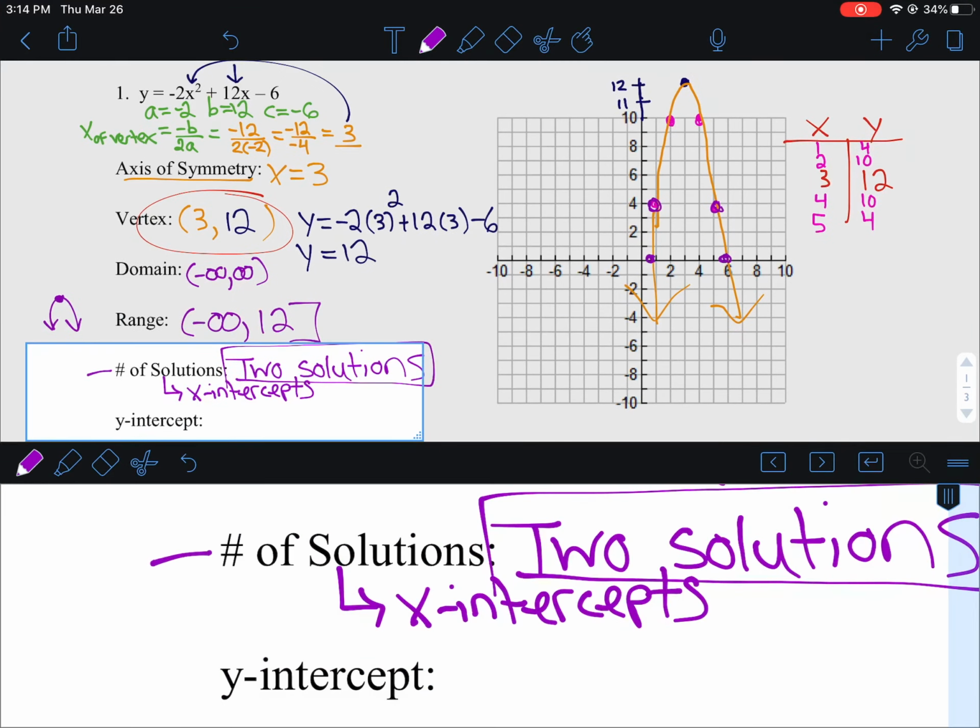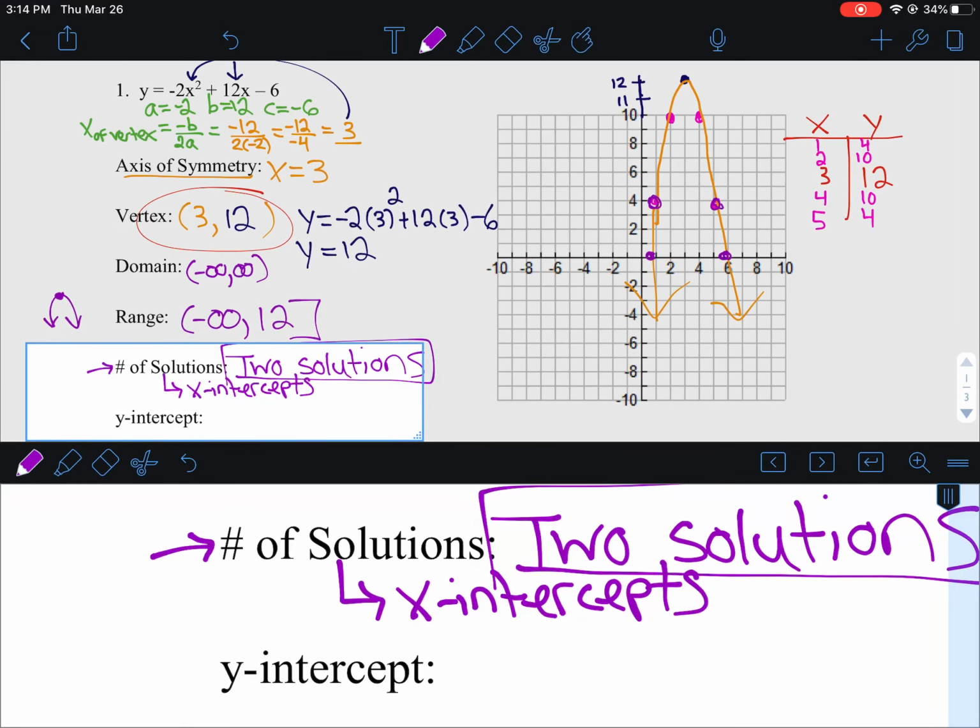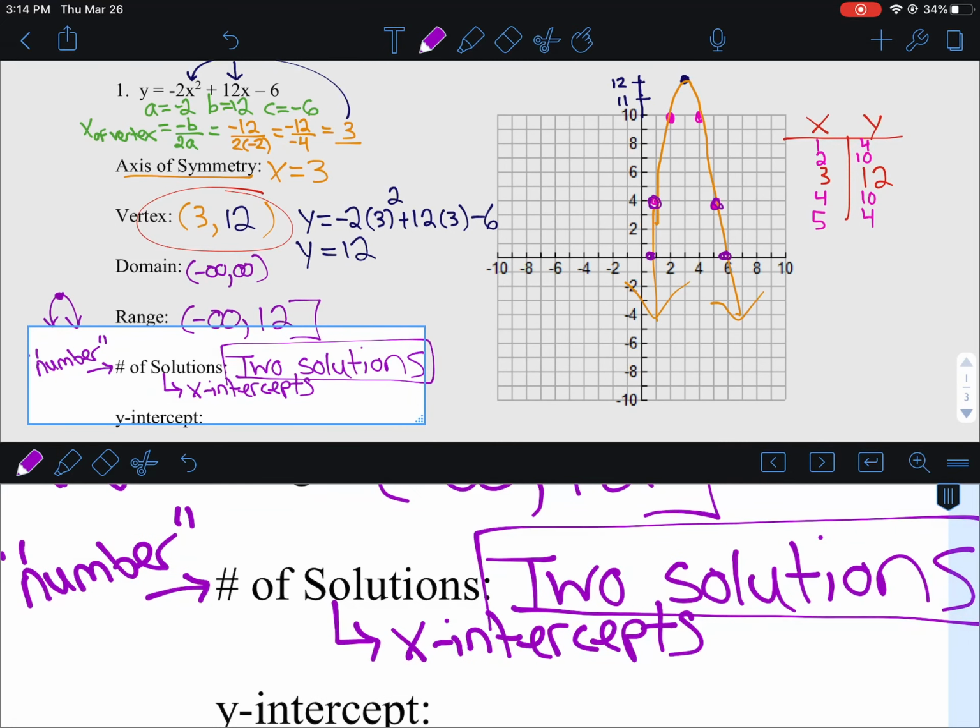Just to be clear, this hashtag is not like Twitter or anything like that. This just means number, if you're wondering what the hashtag means. So it just means number of solutions. So in that case, there's 2 solutions.